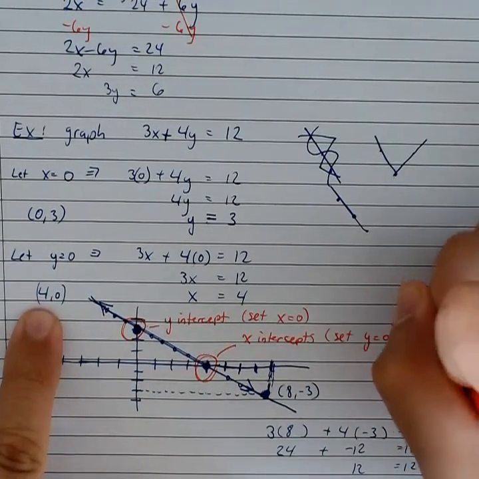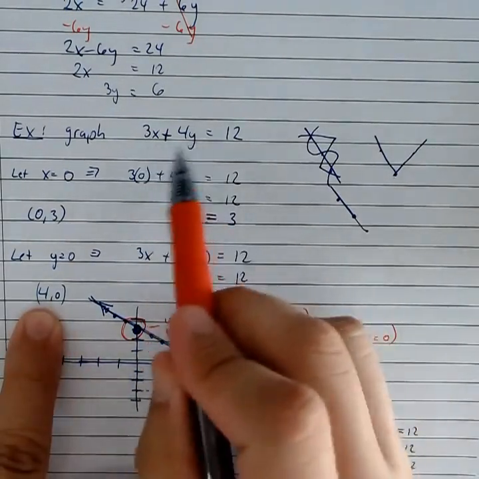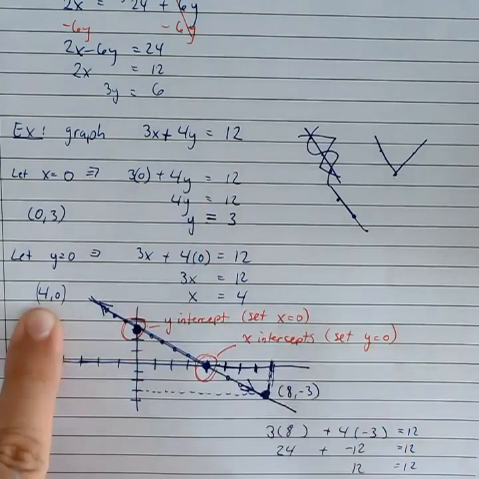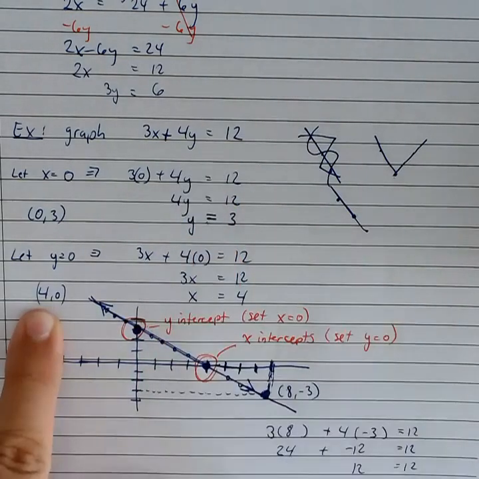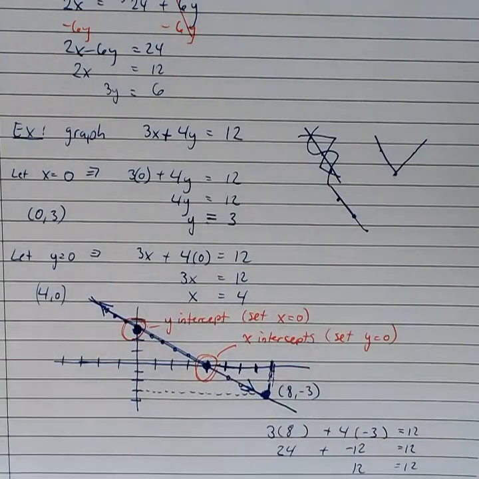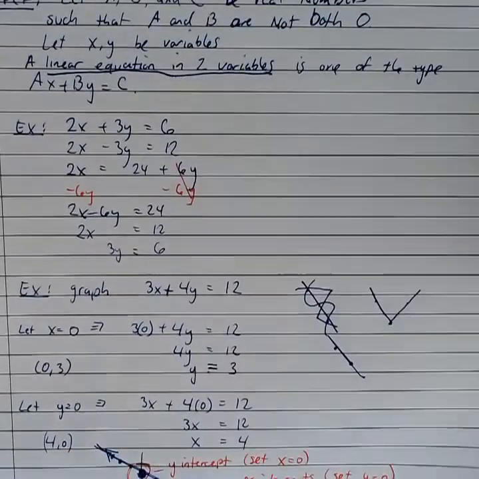And later on, when this is no longer a linear equation in later sections and later chapters, this will still be true. You'll find the x-intercept by setting y equal to 0. And so go ahead and give this a try. Take the following linear equation, go ahead and graph it, and go ahead and label the x-intercept and the y-intercept.